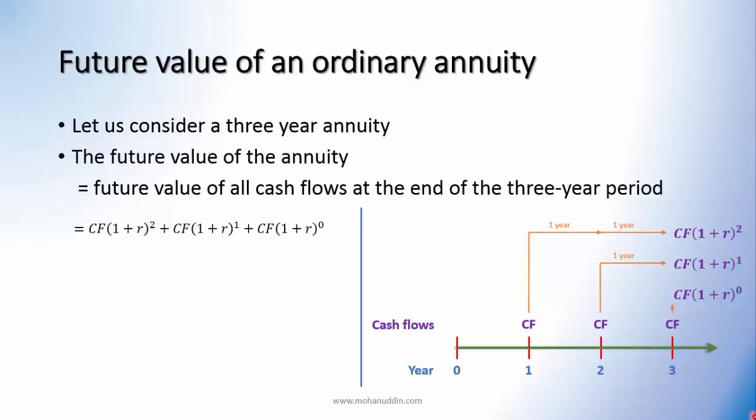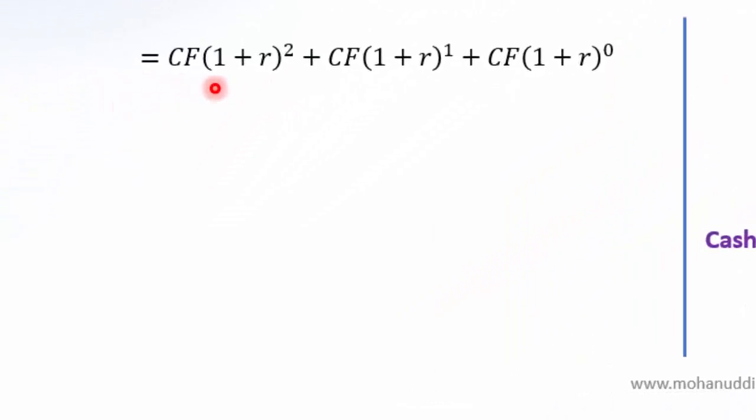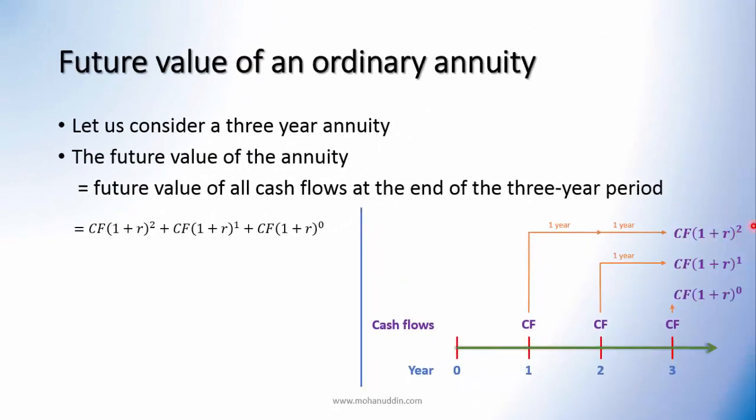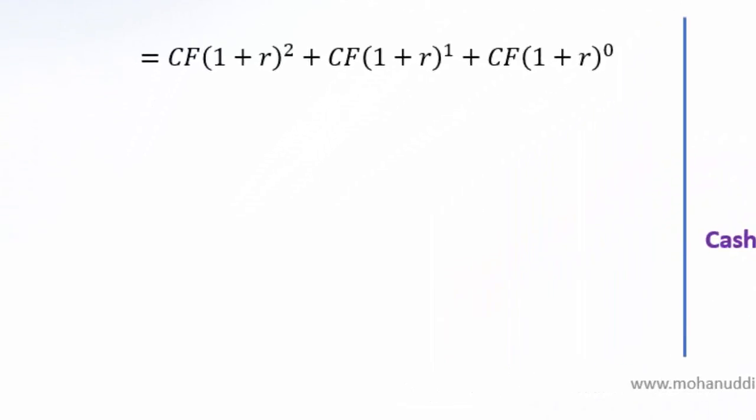So now if we want the total future value of the 3-year annuity, then we have to add these 3, which are shown here. It will be CF times (1 plus R) squared, plus CF times (1 plus R) to the power 1, the future value of the second cash flow, and CF times (1 plus R) to the power 0, the future value of the third cash flow. So we get the expression here, and we can just plug in the values of CF, R, and years and get the future value of this annuity.